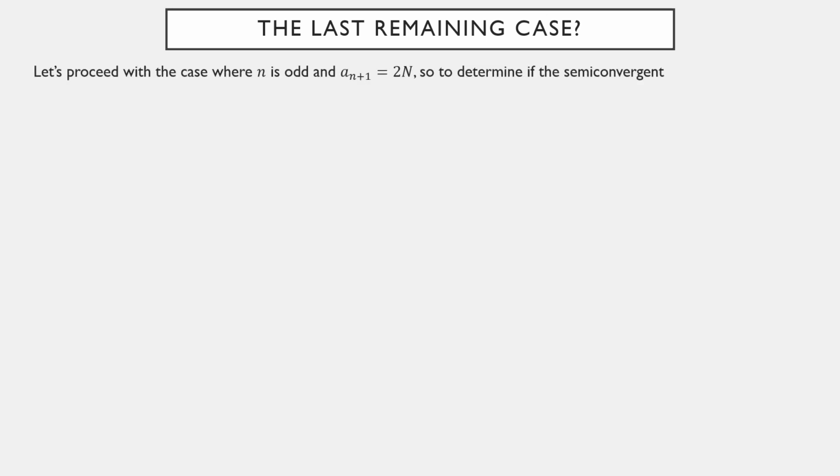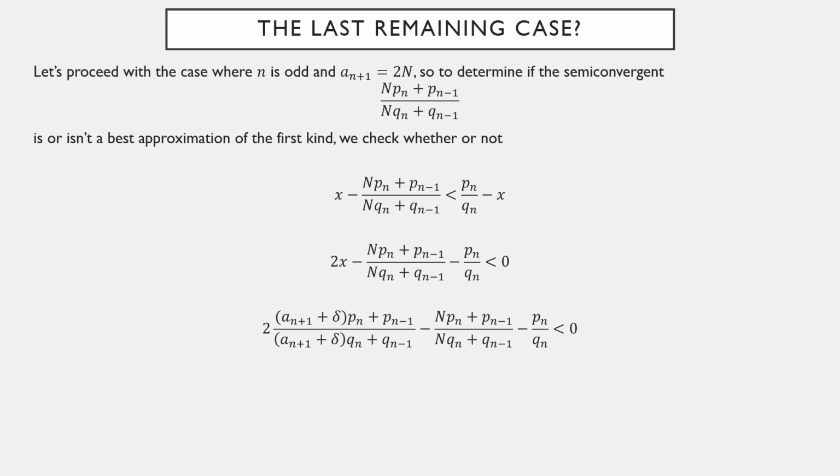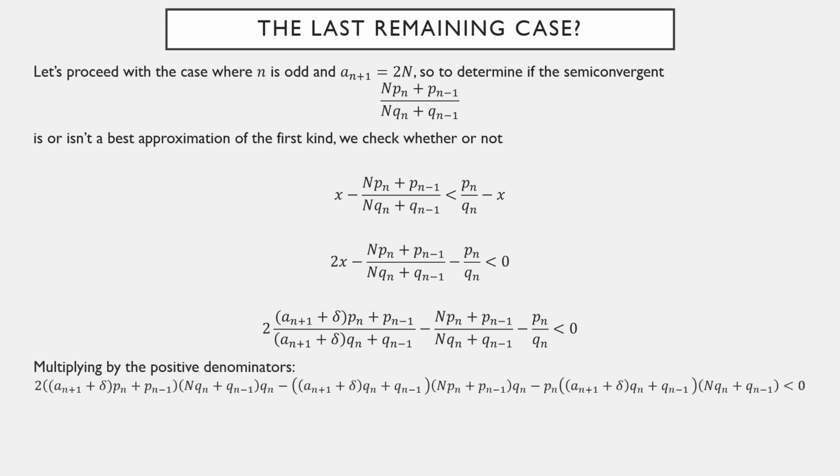So let's proceed with the case where n is odd, and the next partial quotient is even. So we need to determine if this semi-convergent is a best approximation of the first kind or not. We know this is in fact the inequality we want to check. So add x to both sides, subtract Pn over Qn so that we get a comparison to 0. Remember that x was a_{n+1} plus delta-ish kind of semi-convergent, and now we've got a bunch of positive denominators we can multiply through, giving us this terrible mess. Okay, however, once you expand it all out, some stuff will start to simplify as we've done before.